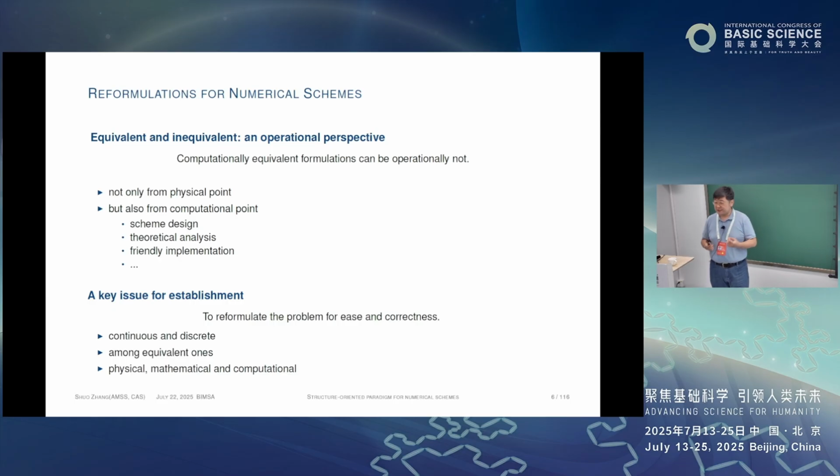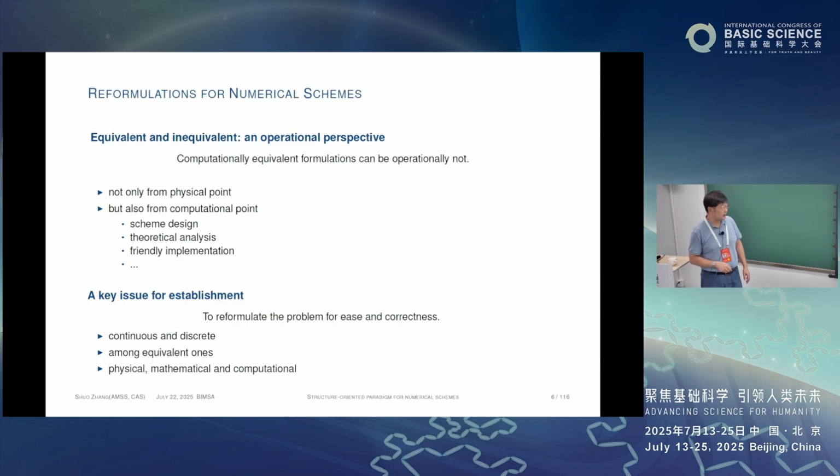So if we want to design a good scheme, a proper discretization scheme, we have to reformulate the problem to be a good one. The problem can be continuous or discrete. Even for a discrete system, it can be reformulated for ease. And if we want to reformulate the problem, we have to keep the equivalence. The problem should be equivalent to the original one, continuous level or discrete level.